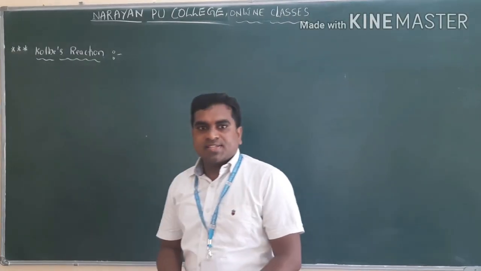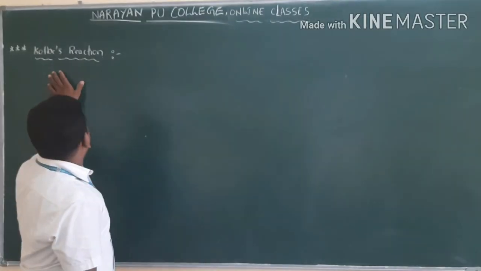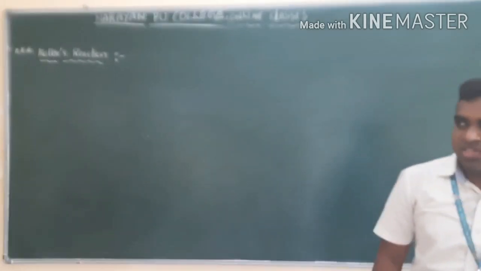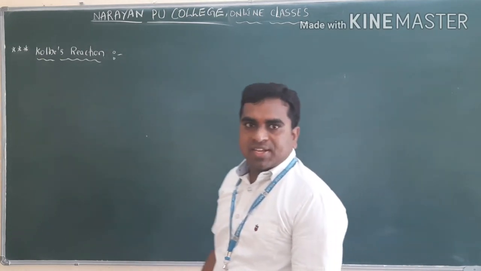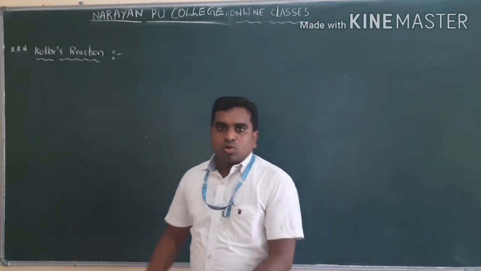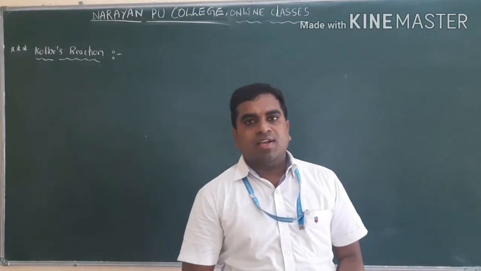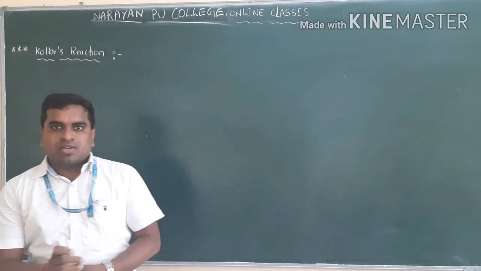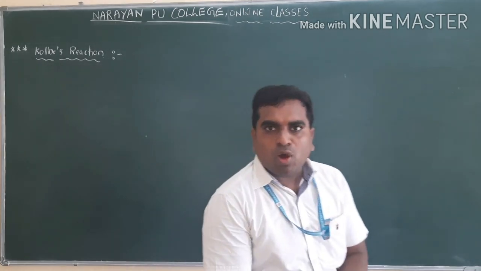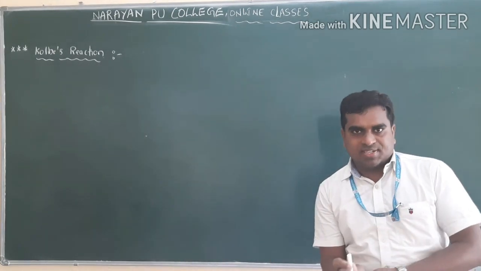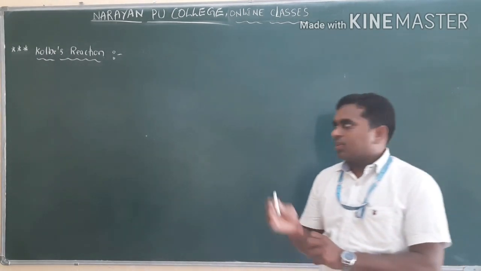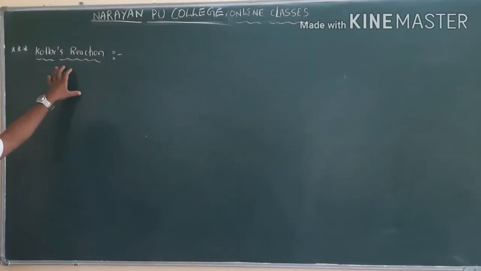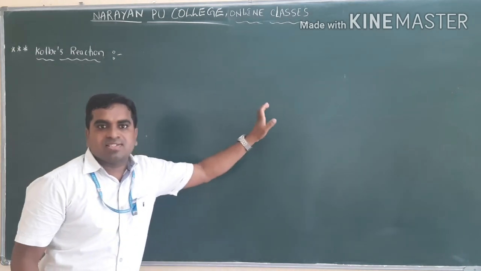So next one is Kolbe's reaction. Very important for your PU examination. It is frequently asked in the PU examination. So what is Kolbe's reaction? The conversion of phenol into salicylic acid. In this Kolbe's reaction, phenols are converted into salicylic acids.